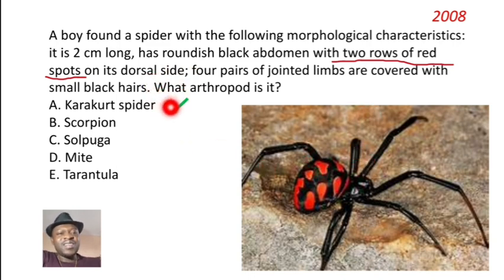I indicated the answer already, but I just want to tell you how I remember this spider. This spider reminds me of the Russian assassin in Blacklist. If you watch Blacklist, you know the guy called Karakurt. On his first appearance, he had a red vest. So this helped me to remember Karakurt. So this spider is a Karakurt spider. That's the answer.